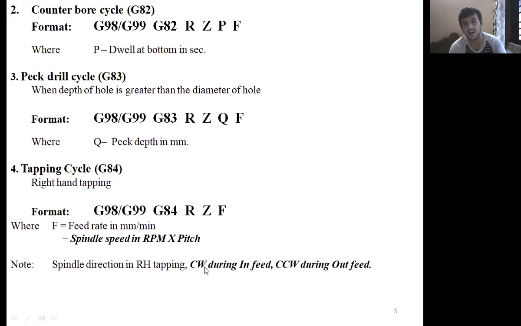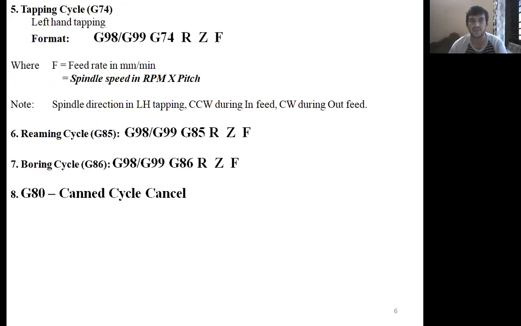Now remember three operations. One is the drilling cycle, second is the peck drilling cycle, third is the tapping cycle. And one more, boring. It is similar to drilling also. Boring means enlarging a hole. With G98 or G99, only the G86 code will come. The remaining terms are similar to the drilling cycle.